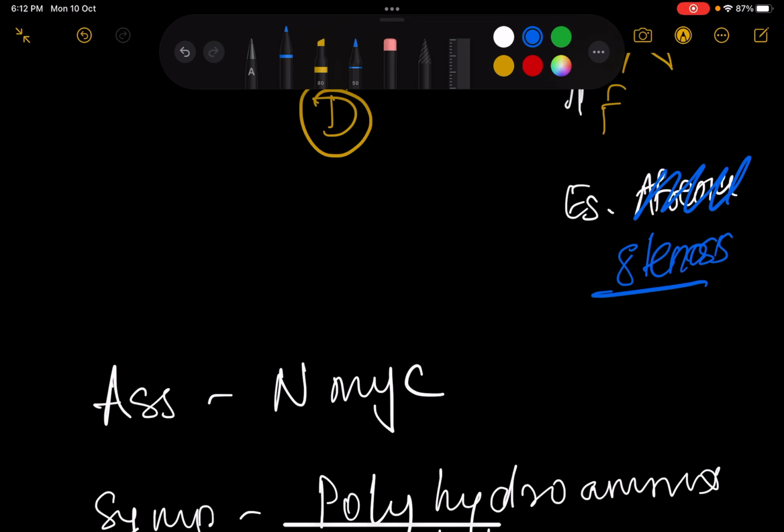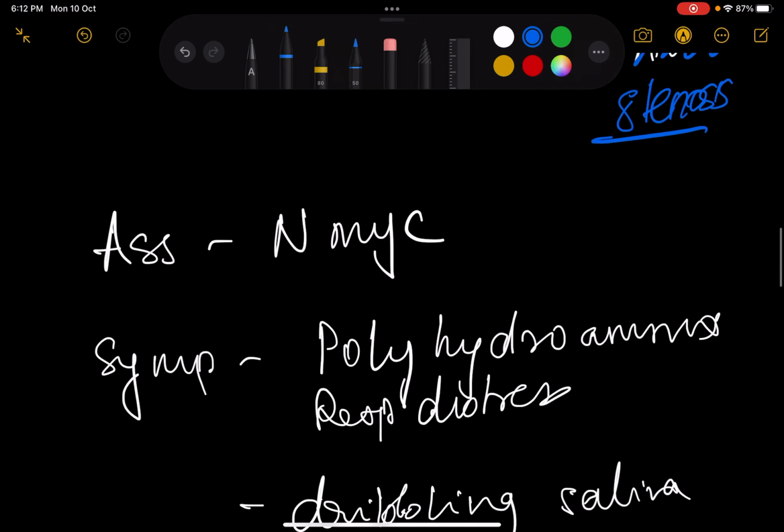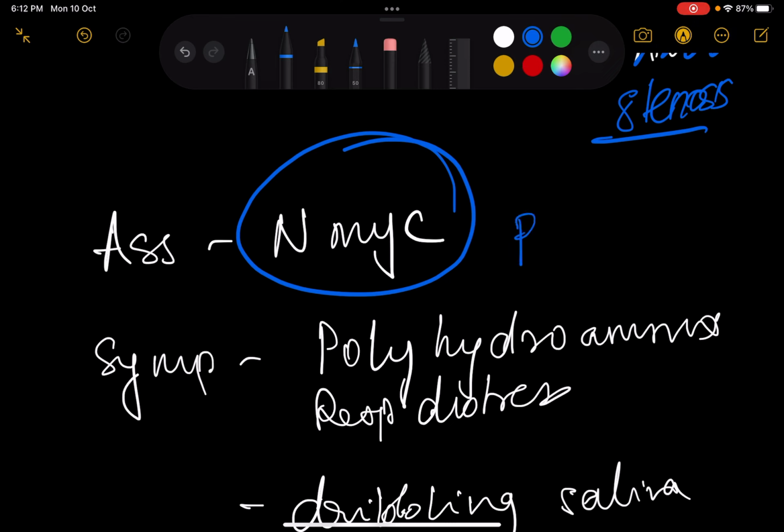Now, what are the causes of a tracheoesophageal fistula? It is usually associated with NMYC. MYC is a pro-oncogene. So if there is a mutation in the NMYC gene, there is going to be tracheoesophageal fistula or anomalies.